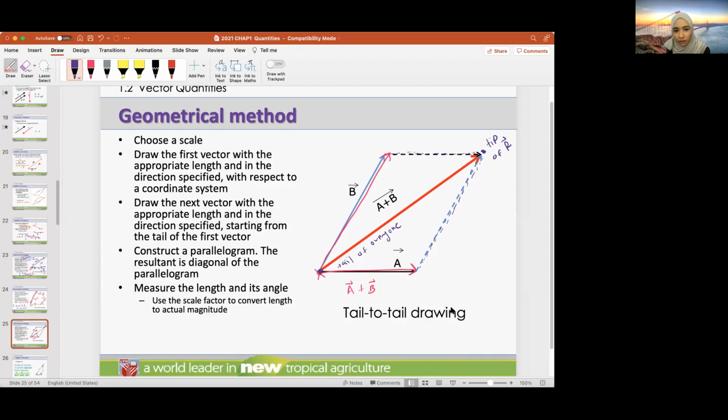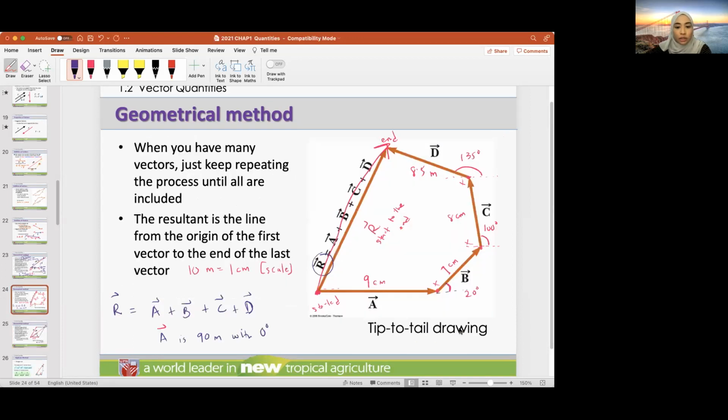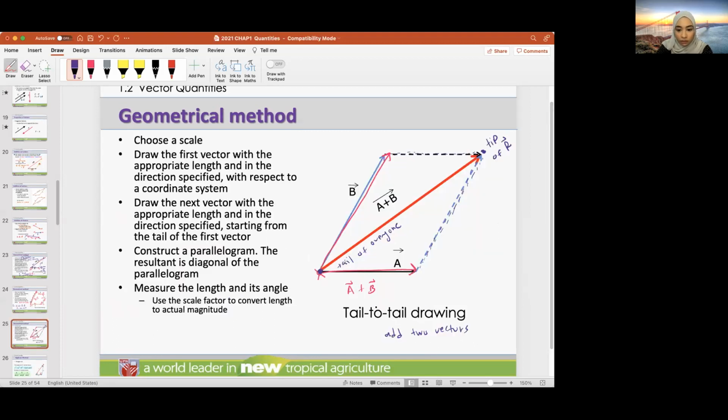Oh, sorry. For tail to tail, you can only add 2 vectors at a time. If I'm correct. I think so. Wait, 1, 2. Yeah, you can only add 2 vectors for tail to tail drawing. For tip to tail, you can add a bunch. Okay. Same also, use the scale that you are comfortable with. Draw it on paper precisely using your protractor and your ruler. It's the same, only that this is tail to tail.